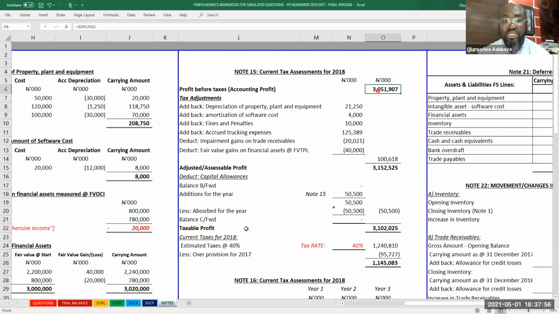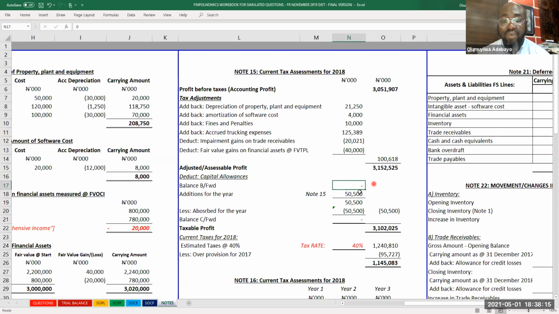Adding this 100 back to this gave us our profit accessible to tax, what we otherwise know as accessible profit, or profit adjusted for tax purposes, which is otherwise known as adjusted profits. Now, capital allowance, there was no loss to be relieved. Our capital allowance, no balance brought forward from the information.